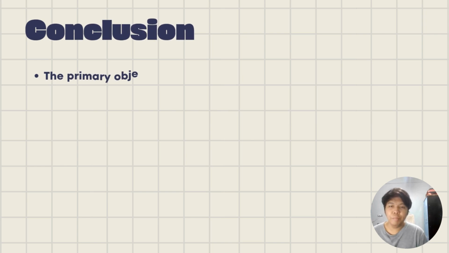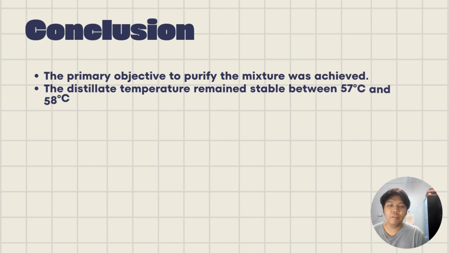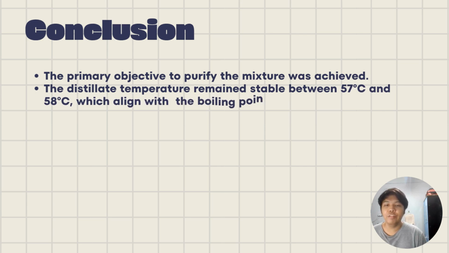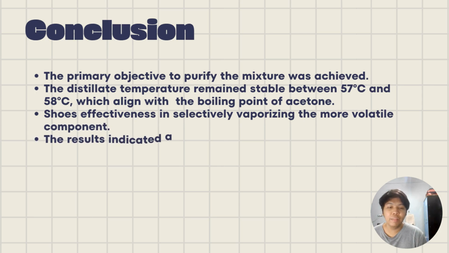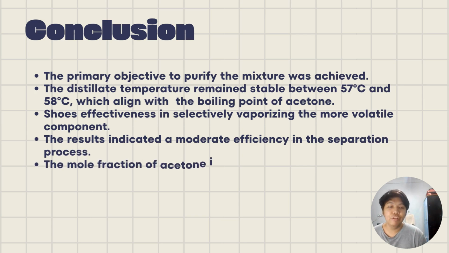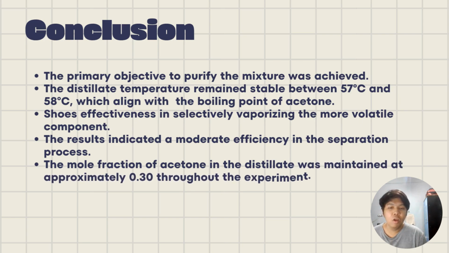In conclusion, the primary objective to purify the mixture was achieved. Besides, the distillate temperature remained stable at around 57 to 58 degrees Celsius, which aligned with the boiling point of acetone. This shows the effectiveness in selectively vaporizing the more volatile component. The result indicated a moderate efficiency in the separation process, where the mole fraction of acetone in the distillate was maintained at approximately 0.3 throughout the experiment.